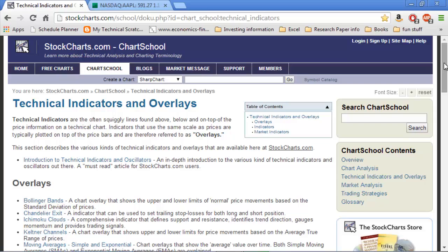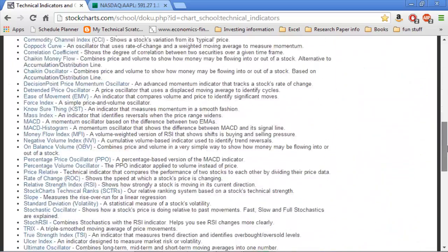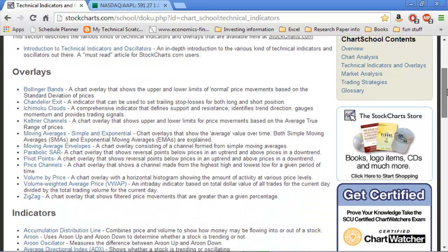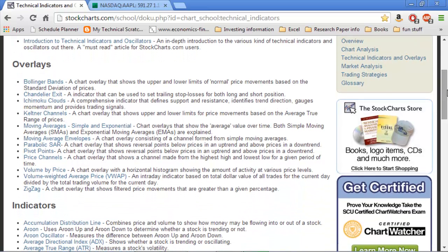So if we look at that, we'll have a list of overlays, indicators, and market indicators. And those are different things that can help us with our charts and with predicting the price movements. So overlays are things that go on top of the chart itself, that lay on top of the prices.